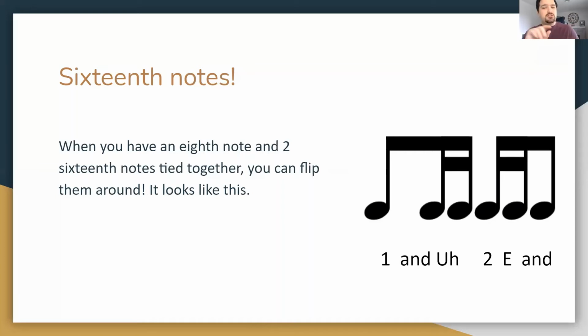So let's try this, just as it's written: 1 and a 2 e and. Let's get our hands ready. Here we go. 1, 2, ready, go. 1 and a 2 e and. Very good.